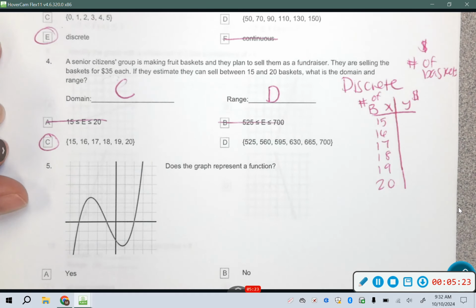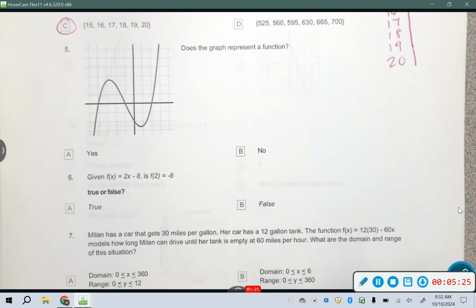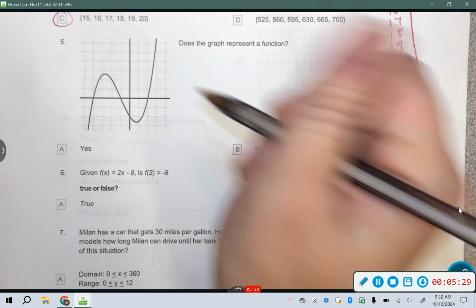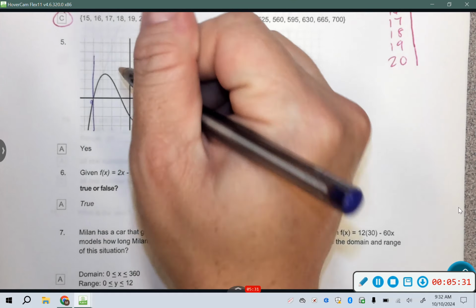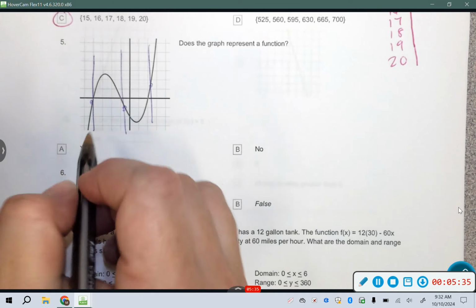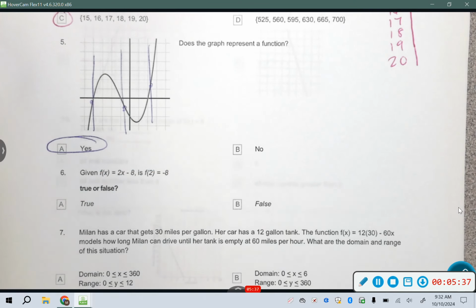Okay, let's look at number 5. Does the graph represent a function? Well, first off, we do the vertical line test, and if it ever touches more than once, then it's not a function. And it doesn't matter where I draw it, it never touches more than once, so this is a function.